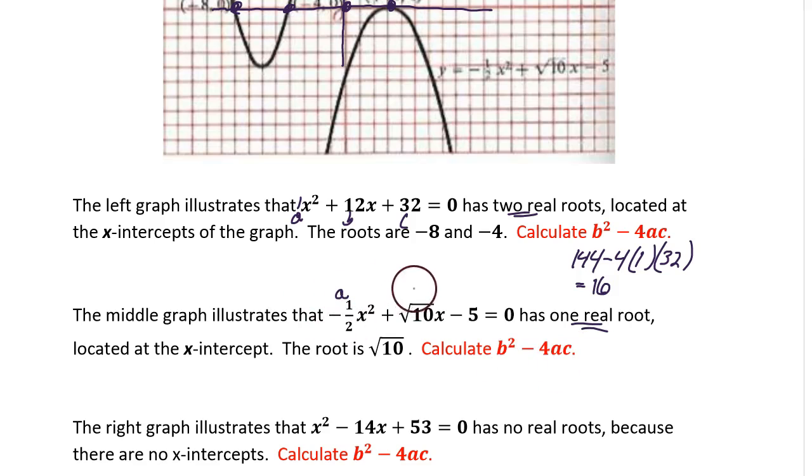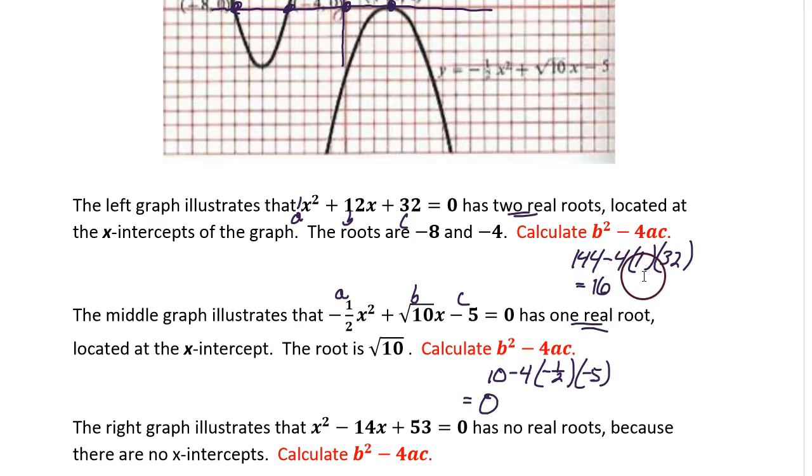This is a, this is b, and this is c. So b squared would be the square root of 10 squared. Well, that makes a regular 10. The letter a is -1/2, and letter c is -5. Let's take a calculator and figure out what that makes. This turns out to be 0. That's interesting. When b squared minus 4ac is equal to 0, there's one real root. But last time, when b squared minus 4ac made a positive number, there were two real roots.